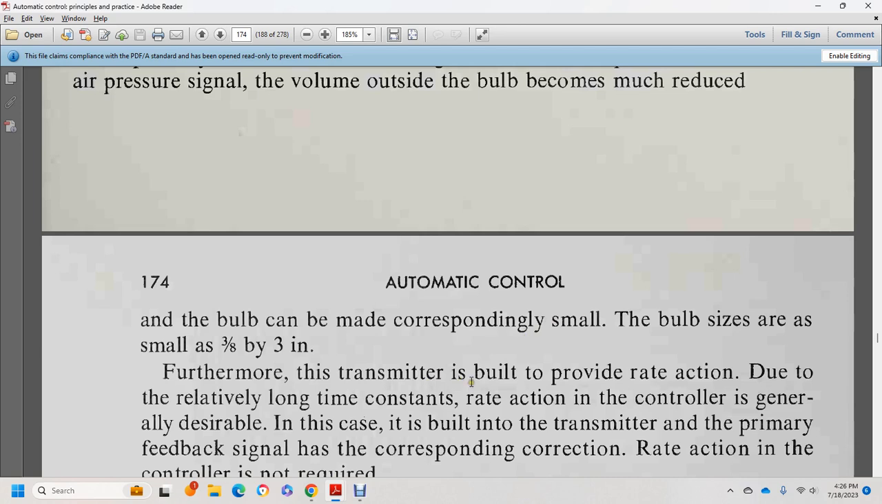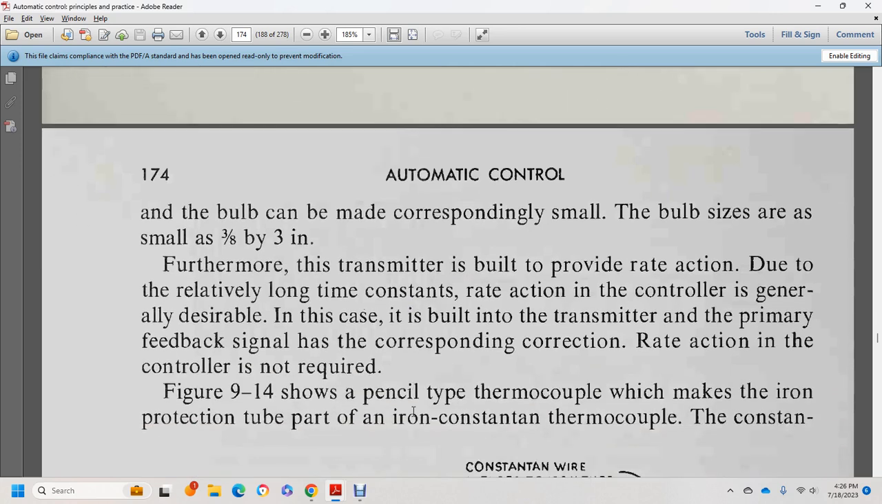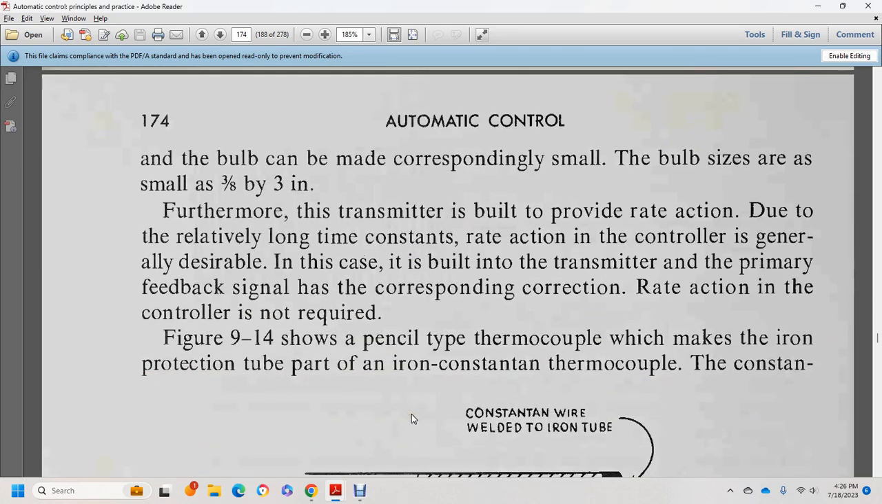Due to the relatively long time constant with the rate action, the control is generally disabled in this case of the bulb with the transmitter. With the primary feedback of the corresponding correction, a rate action controller is not required. Figure 9-14 shows a pencil type of thermocouple which provides the iron protection.